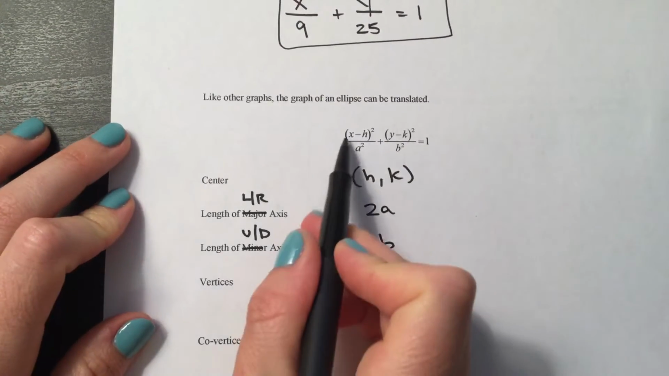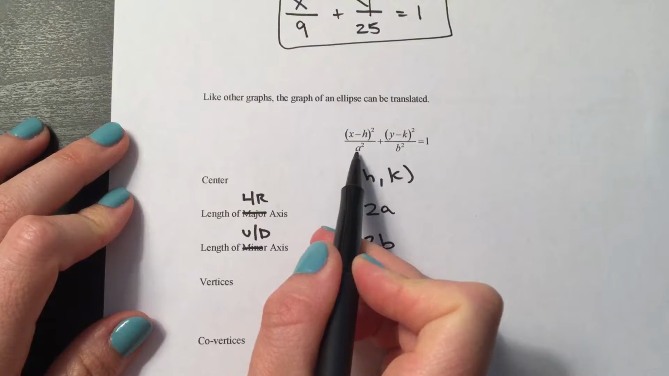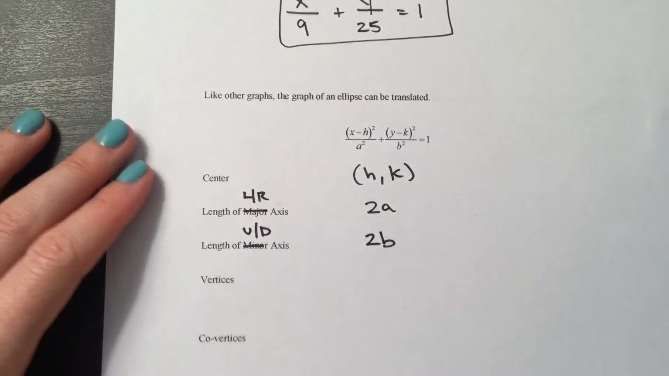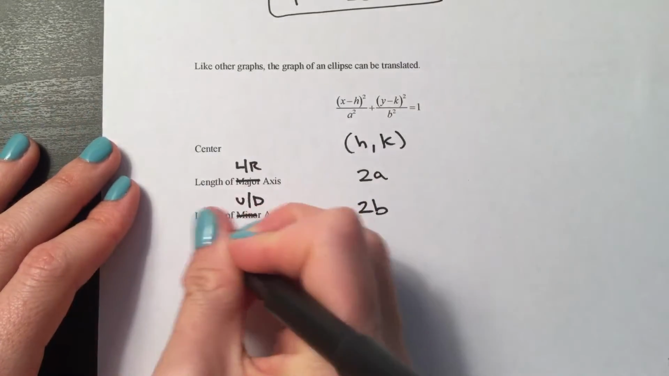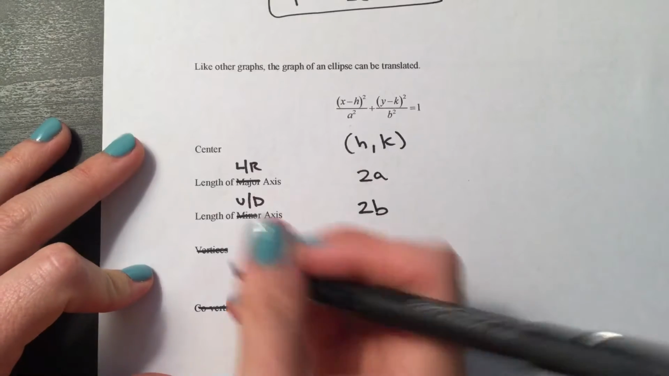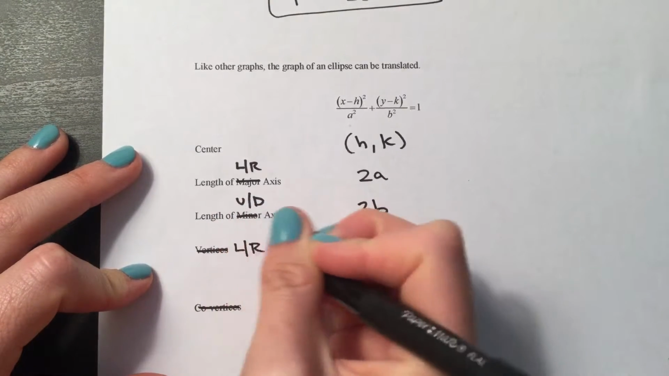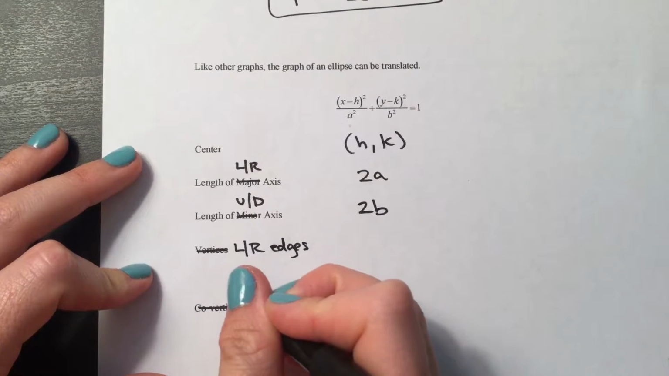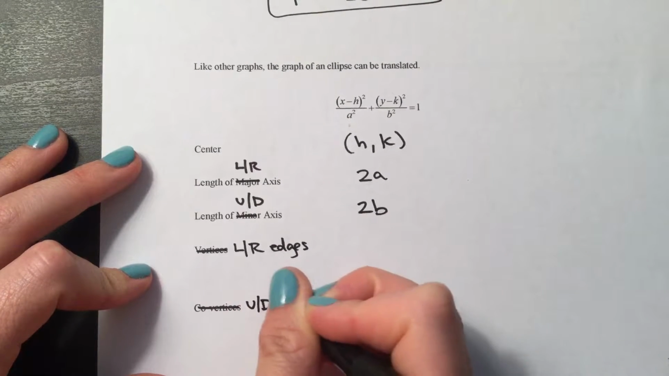Okay, so x is associated with left and right. We're going a units left and right. y is associated with up and down. We're going b units up and down. Okay, and then the vertices, again, they're still called the vertices and the co-vertices, but we're just going to make kind of an easier note here. So the left and right edges of the graph, and then the up and down edges of the graph.